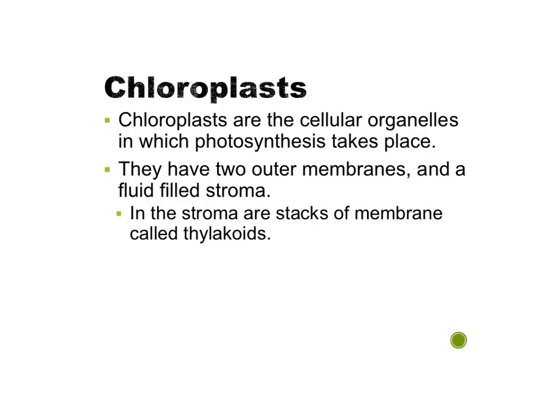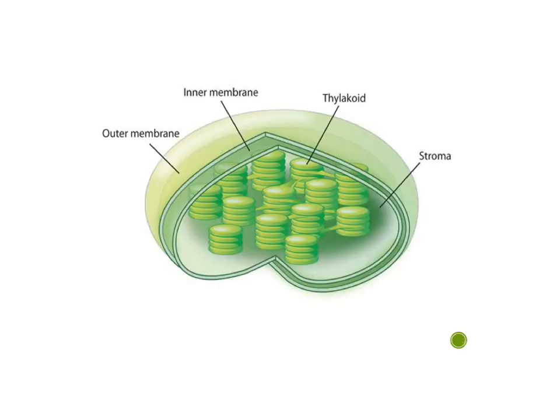Now remember, chloroplasts are the organelles that are doing photosynthesis, and they have the chlorophyll in them. Chloroplasts actually have two outer membranes, and then they have a fluid-filled area in the middle called the stroma. In the stroma are stacks of membrane that we call thylakoids. So here's the structure of the chloroplast, and we have an outer membrane and an inner membrane. There's double membrane.